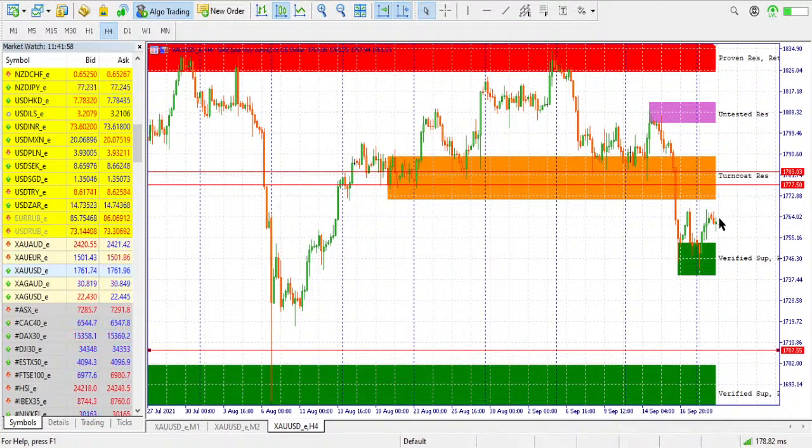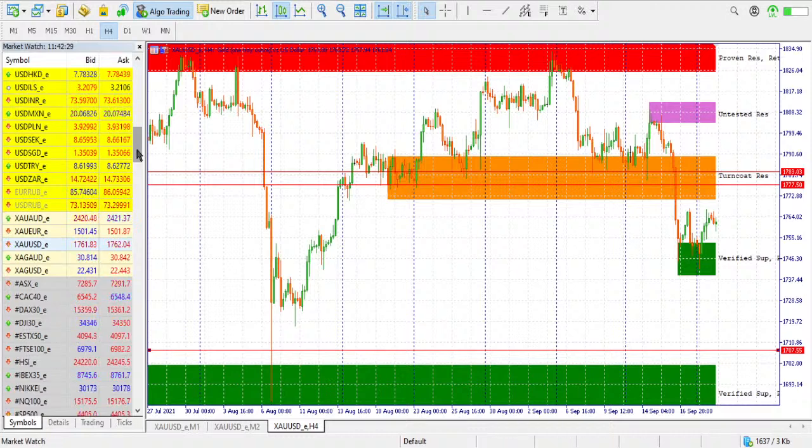If the price can pull back up to it here, then this will give us the ideal place to look for a sell from. So we'd like to sell it here. Our stop loss is above this untested resistance zone. Our first take profit should be here, this verified support, and the next take profit is this one here. So we'll sell it, with our stop loss, our first take profit here, and then our next take profit at this point here.